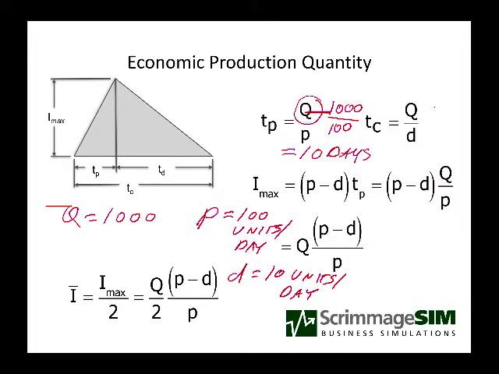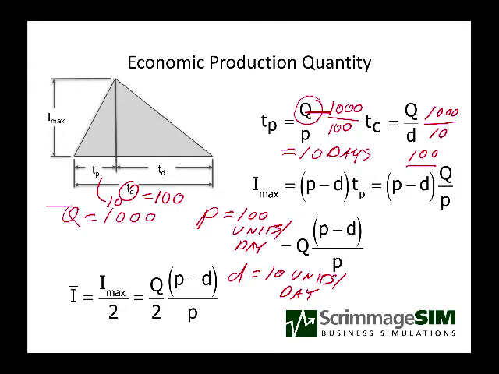Similarly, if we're producing 1,000 units at a time, and we're consuming 10 units per day, our production cycle is going to be 100 days. In other words, T sub C would be equal to 100. T sub P would be equal to 10. So we're going to be producing for 10 days, building up the maximum inventory, and then turning off the piece of equipment, and for the next 90 days, we will live off that inventory.